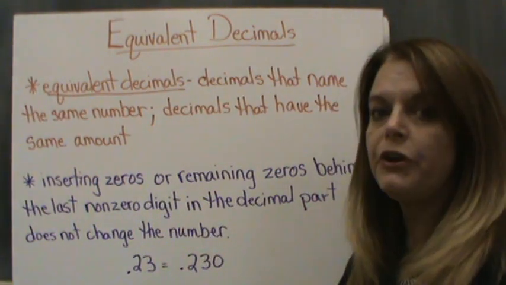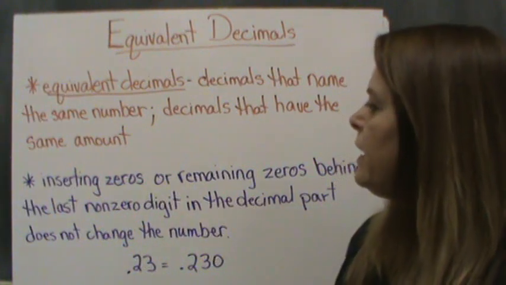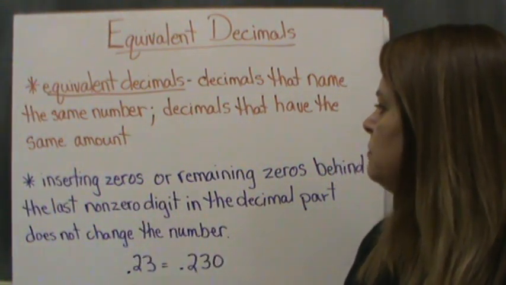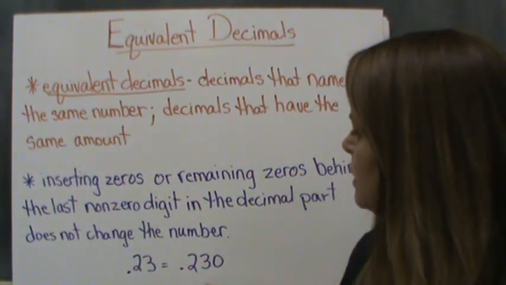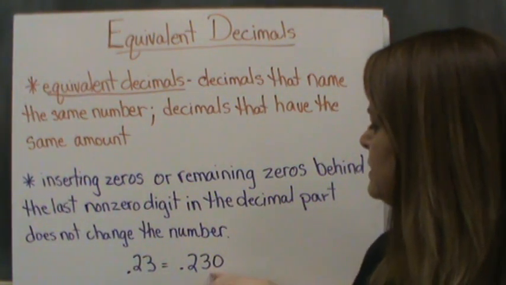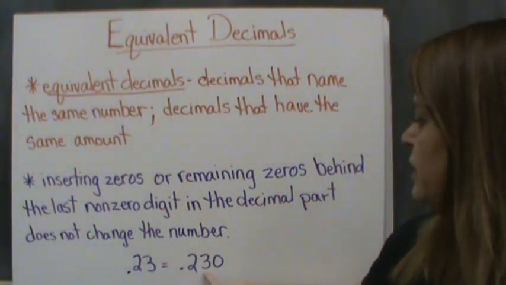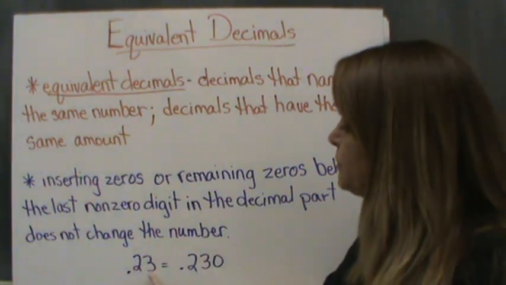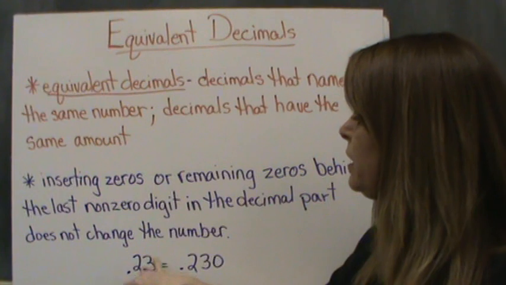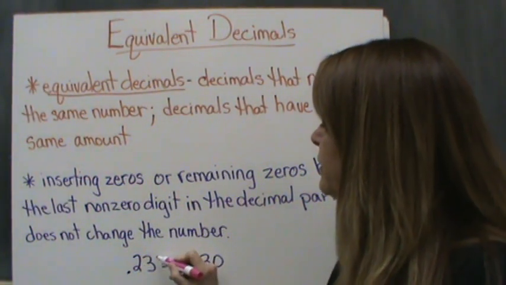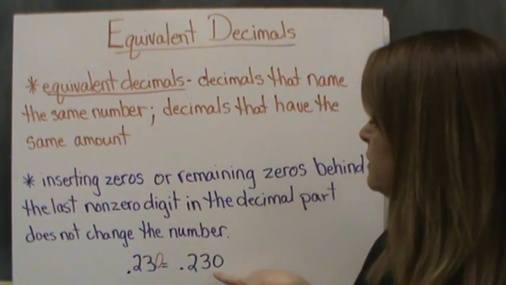number. Well, that's all very fancy and can be confusing, so let's look at what this says. Inserting a zero or removing zeros. Here's my remaining zero in this example. The last non-zero digit is 3. If I were to put another 0 here, what this is telling me is it doesn't change the value of the decimal. Neither does this.